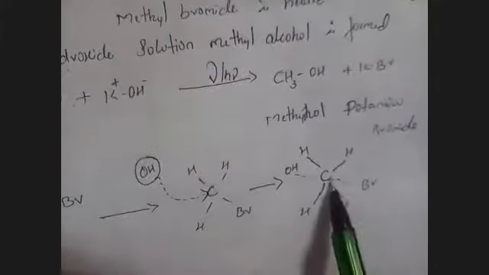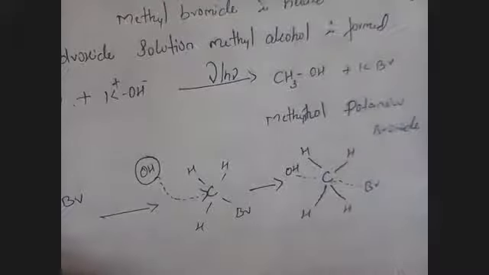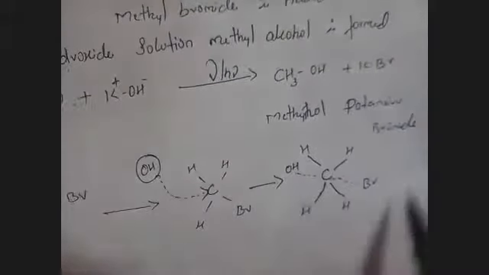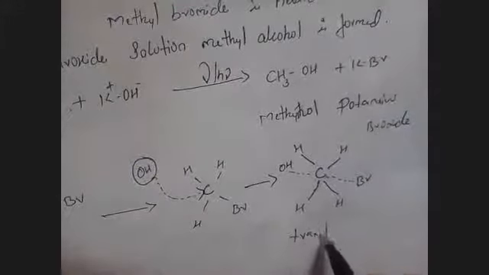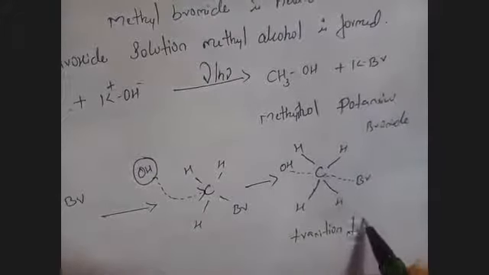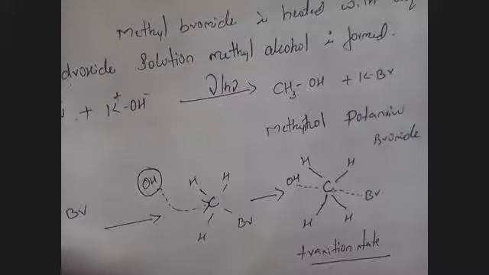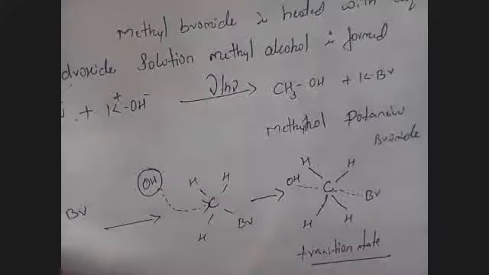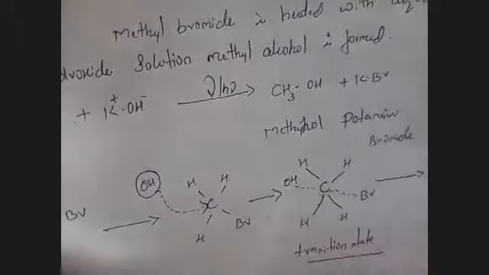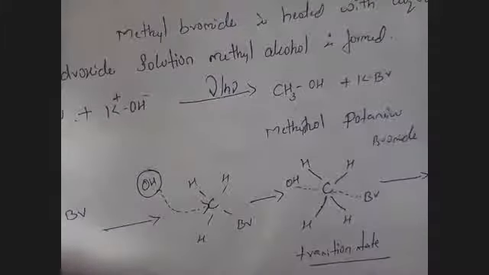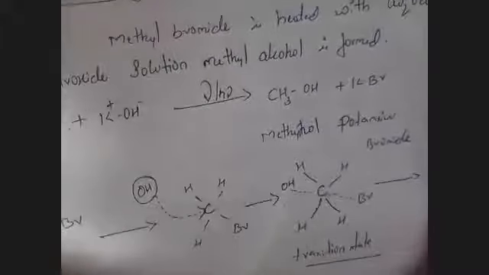So at that time we can't write it in a straight bond line, so we are representing that in a dotted line structure. This is called the transition state. Okay, this is an intermediate state between methyl bromide and methanol. It is called the transition state because here there is an alcohol group and a bromide group. As soon as it completes the transition state, it will go to the next state, that is the methanol state.